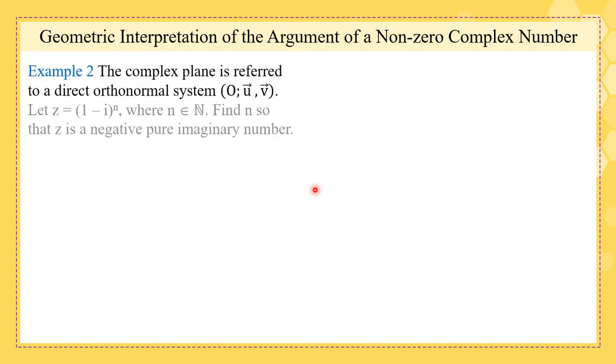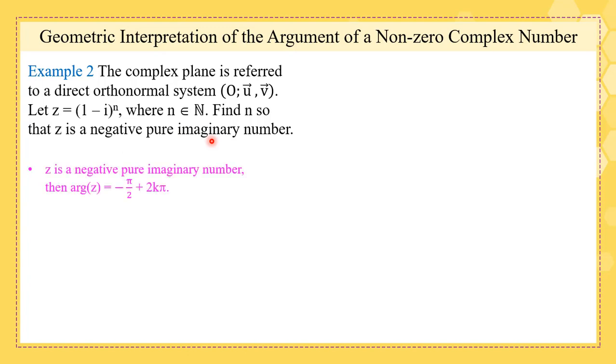Let's see this example. z is (1 minus i) to the power n, where n is a natural number. We need to find n so that z is a negative pure imaginary number. Now here the indication is that z is a negative pure imaginary, so I always remember the argument in this case. The argument is negative pi over 2 plus 2k pi.